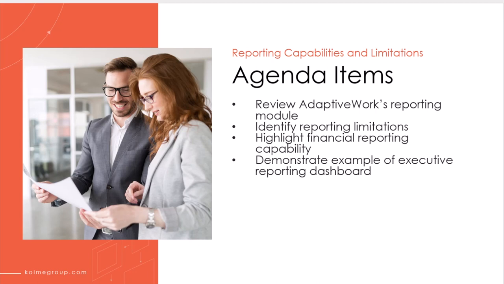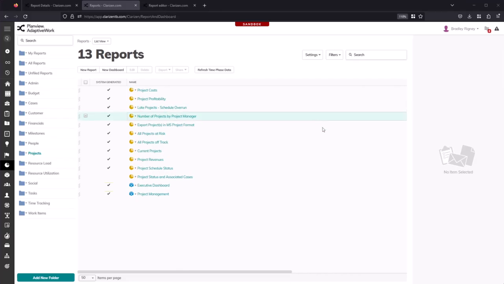Now, when I go into AdaptiveWork's reporting module, as seen here, you'll notice that there's several out-of-the-box reports that provide insight into many different areas. You can tell what's out-of-the-box if it has a system-generated checkmark activated. If you want to refine your reports to be more tailored towards your specific needs, you can create your own reports. You can do this by starting with a blank slate or by using an existing report as a template.